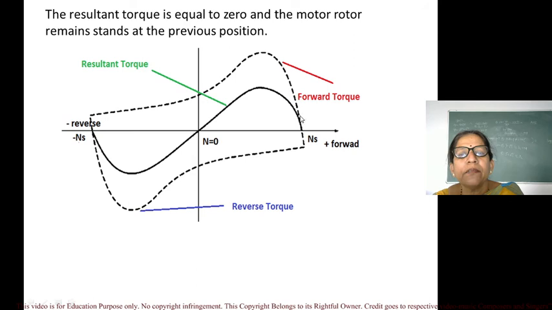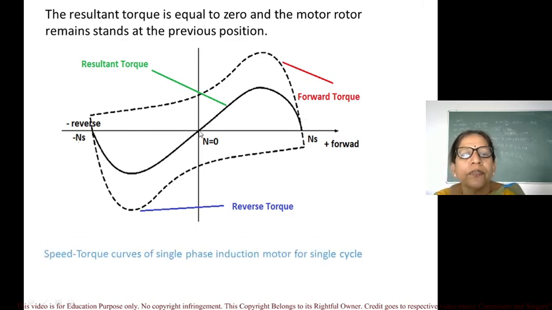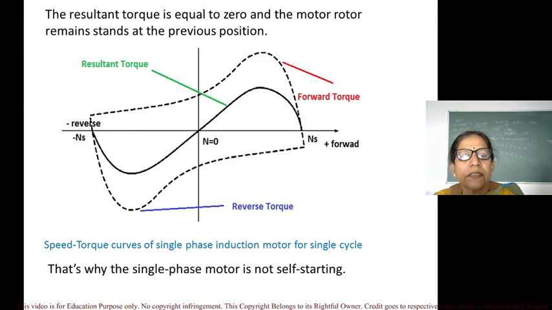The same can be explained with the help of these characteristics. The first one shows the forward torque, which is rotating in the clockwise direction. The second shows the torque produced by the reverse flux. And the resultant torque produced by both the fluxes will have a shape like this. The point to be noted is that at a particular point when omega t equal to 0, at that time torque will also be 0 and speed will also be 0. And that's why we say that the single phase motor is not self-starting.